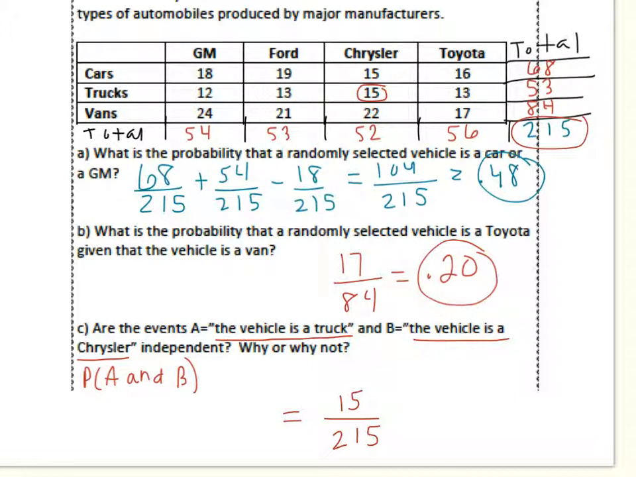So now let's look at them separately. So what's the probability that the vehicle is a truck? That's going to be 53 out of 215. And means multiply. The vehicle is a Chrysler, which is 52 out of 215.